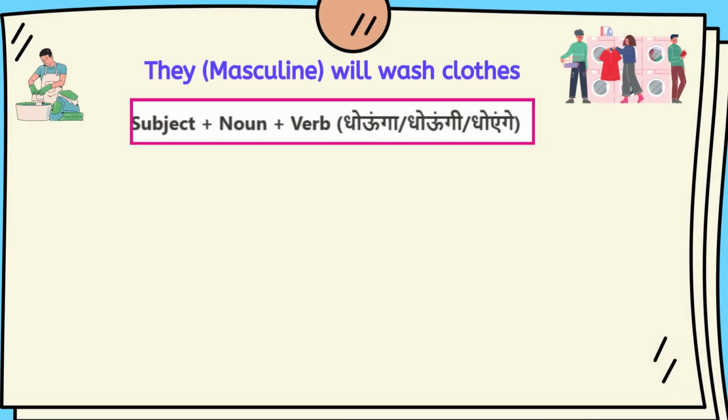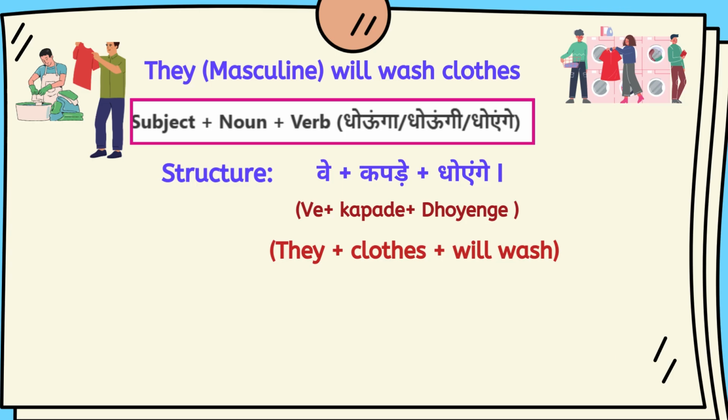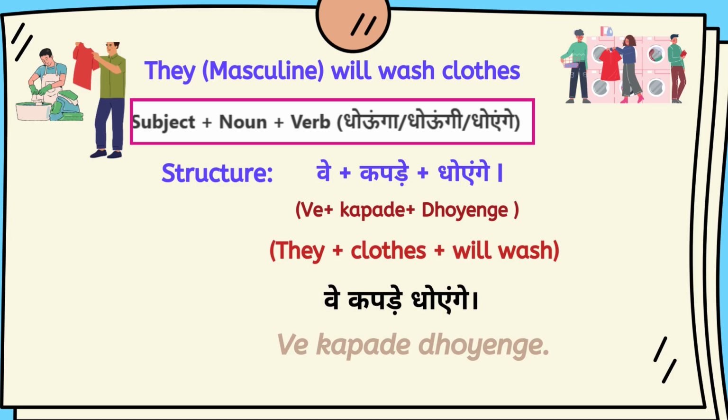And if we have to say they, that is masculine, will wash the clothes, it translates to वे कपड़े धोएंगे. Now वे is they, that is a group of males or a mixed gender group. कपड़े are clothes and धोएंगे means will wash. Now एंगे when added to धो indicates a plural masculine or mixed gender subject who are going to perform the act. So it becomes वे कपड़े धोएंगे.